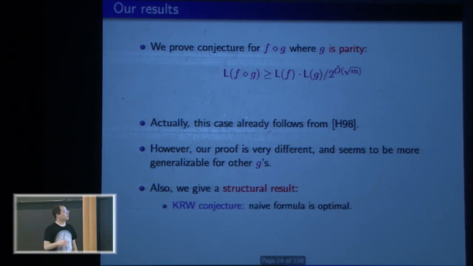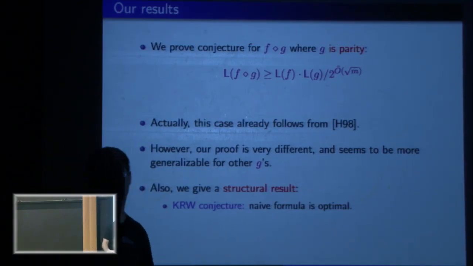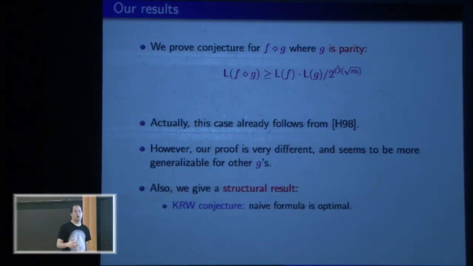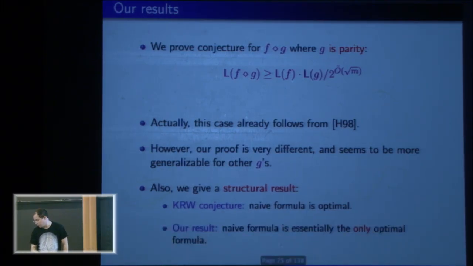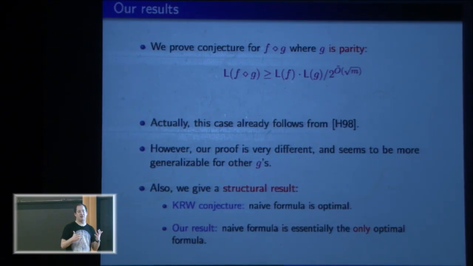And what the structural result says is, well, one way to look at the KRW conjecture is that it says that the naive formula for computing composition is roughly optimal. And what we show is that the naive formula is essentially the only optimal formula. Any formula that is roughly optimal will look in some sense like the naive formula. I'll explain exactly what we prove later in this talk.